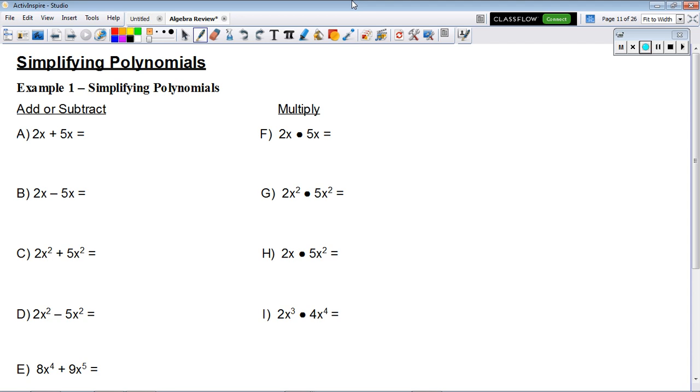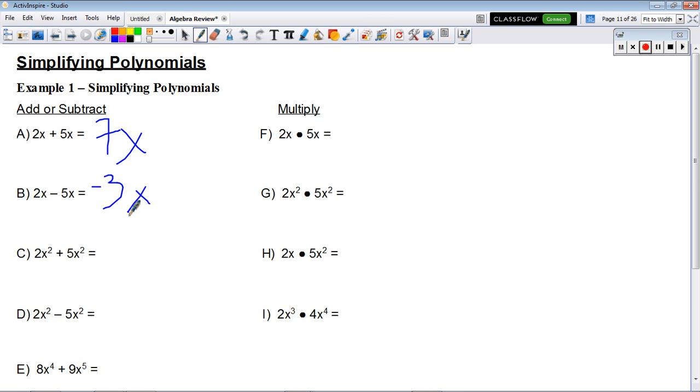So if we're talking about adding and subtracting, remember that you can only add and subtract terms with variables if the variable and exponent are both the same. And if they are, the rule is you add the coefficients and you keep the base the same. So for instance, when I do 2x plus 5x, the answer would be 7x. 2x minus 5x, because they're both x's, the answer would be negative 3x.